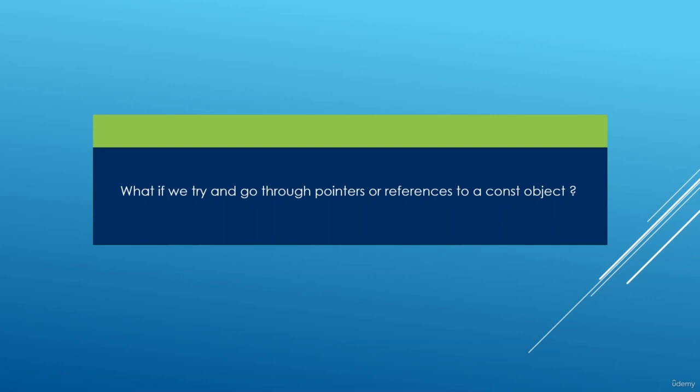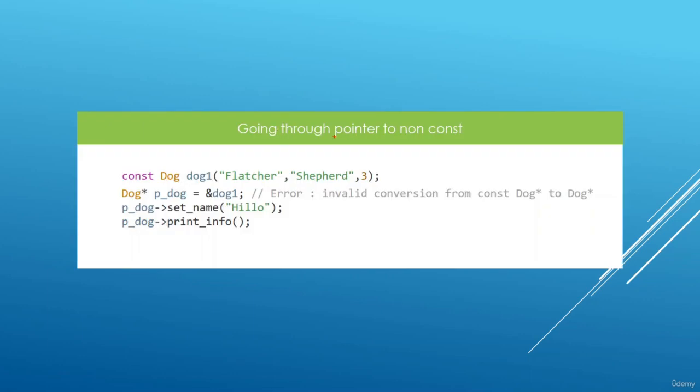Some of you might be saying, what if we try and go through pointers or references and try to modify the object or try to call our getters and see if things work? Well, I have to break it to you, that's not going to work either. But let's analyze these things case by case. Okay, so suppose we are trying to go through a pointer to non-const and try to see if we can call our setter or getter functions. So we have our object declared here, and we have a pointer to dog. Notice that this is a pointer to non-const. So this pointer could potentially be used to modify the object it is pointing to. And the moment we assign the address of our const object to this pointer, we're going to get a compiler error.